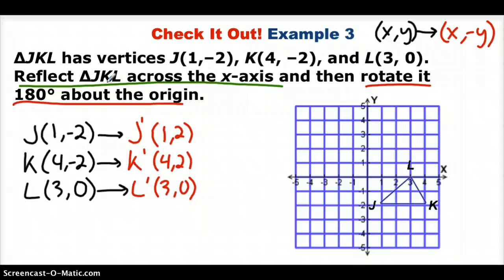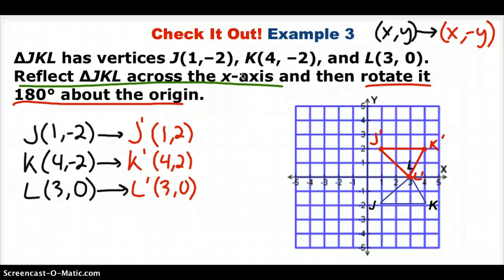So we'll go ahead and graph these. So again, I have 1 and 2. I then have 4 and 2. And then 3 and 0. Okay, so I'm just going to call this L prime. I then have K prime and J prime. And again, very carefully using a straight edge, connect the vertices. Okay, so there is my first step there.